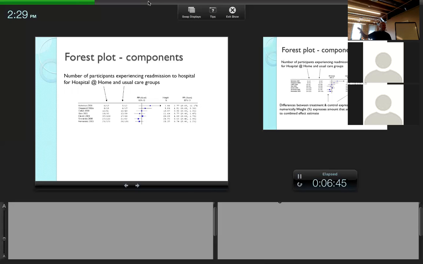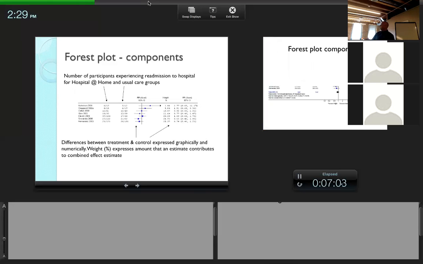So there's so much information here that you can just get as a user. You know exactly what the point estimate and precision of every individual trial was, which is actually interesting. Right? And you can have a look visually at the forest plot and see how consistent they look, how much they overlap in terms of confidence intervals, right? And then of course at the bottom, you're going to get your pooled effect. So here we've got the differences between treatment and control expressed graphically and numerically. And here's the weight that each study contributed to the overall pooled effect, right?